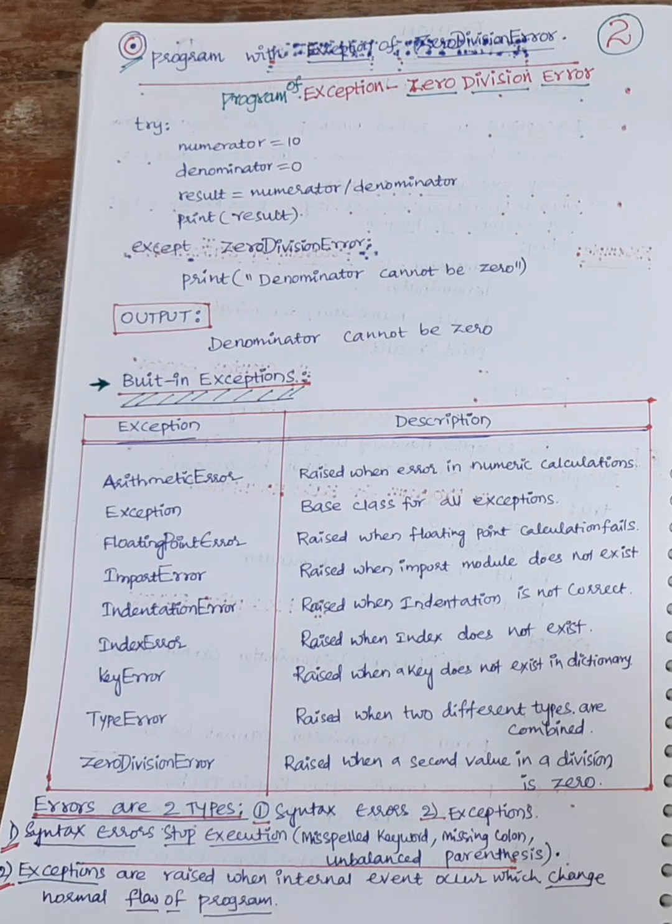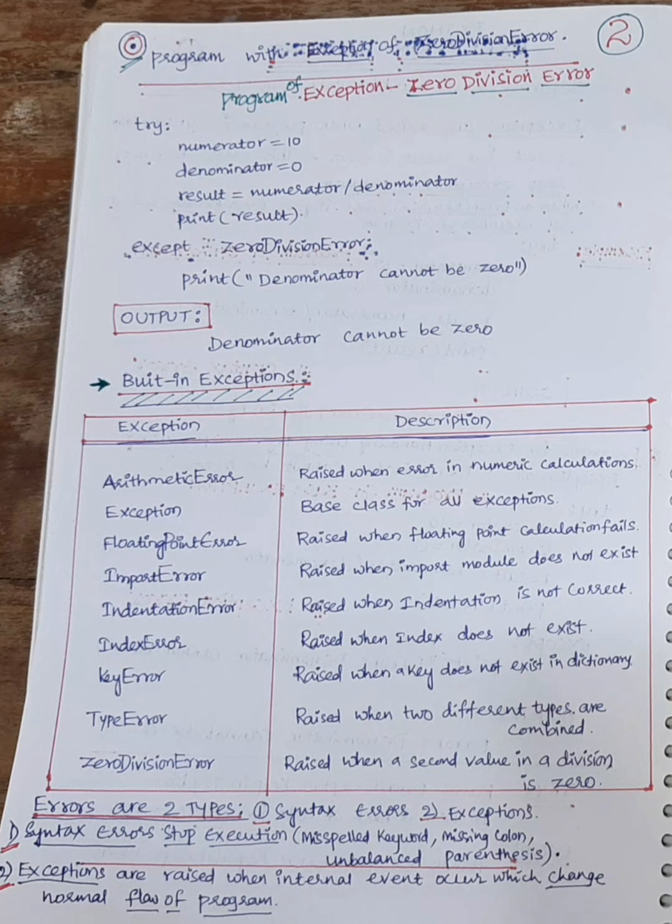Next, actually we have two types of errors: syntax errors, first one, and second one, exceptions. These syntax errors will stop the execution of the program. Actually, what are the syntax errors? Misspelled keyword, missing colon, unbalanced parenthesis, semicolon, comma, colon, all these are syntax errors.